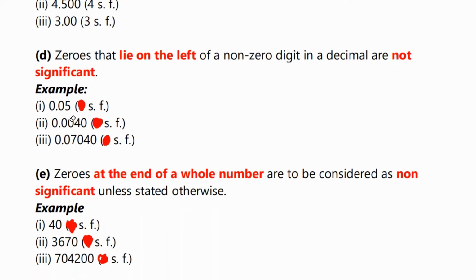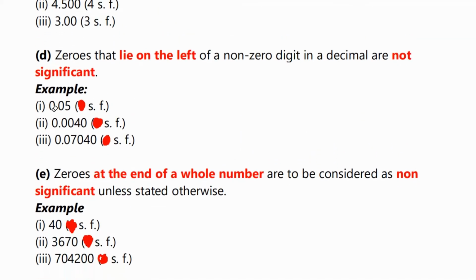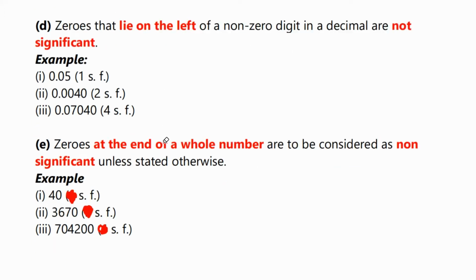Rule 4, zeros that lie on the left of a non-zero digit in the decimal are not significant. Just like I said just now. The 0 in front is not counted. So for example 1, 0.05. These two zeros are not counted, so only 5. So only 1 significant figure. Example 2, the 0 in front are not counted, only 4 and 0 here, so 2 significant figures. Number 3, 0.0. These two zeros are not counted, so 1, 2, 3, 4. 4 significant figures.